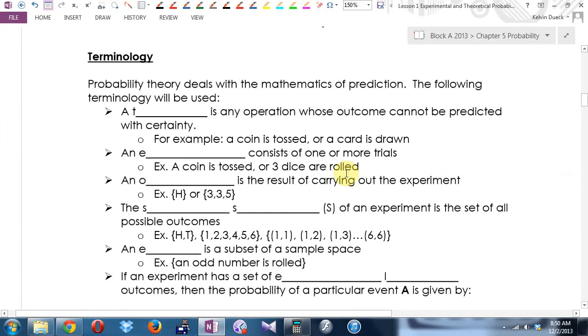Some terminology. So probability theory deals with the mathematics of prediction. The following terminology will be used. First thing, a trial is any operation whose outcome cannot be predicted with certainty. For example, tossing a coin. I can tell you what 2 possibilities there are, but I don't know the outcome of that trial ahead of time. Or picking a card.